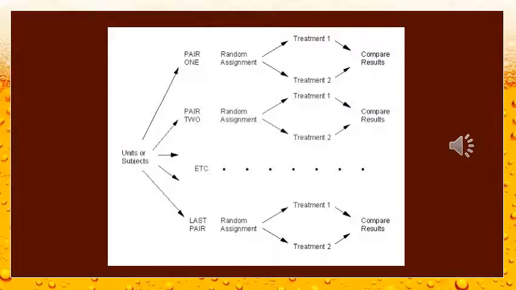This is a diagram showing how we do a matched pair design. We group subjects in 2 pairs, and one subject of the pair receives the treatment and one subject of the pair receives the placebo. And who receives the treatment and who receives the placebo is determined by random assignment.